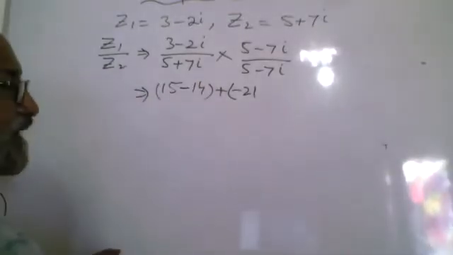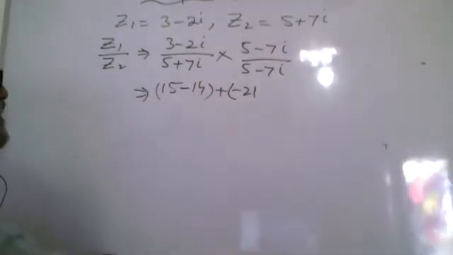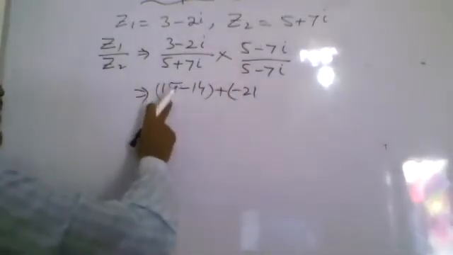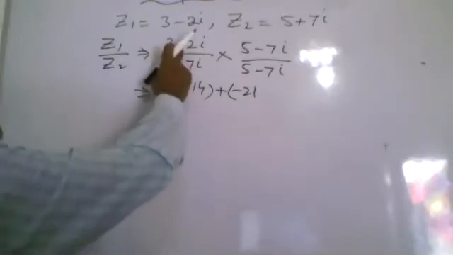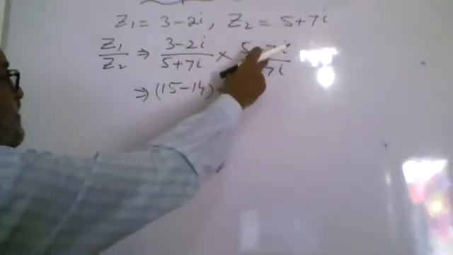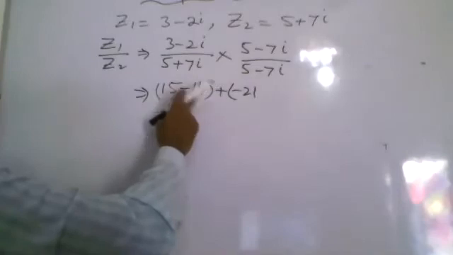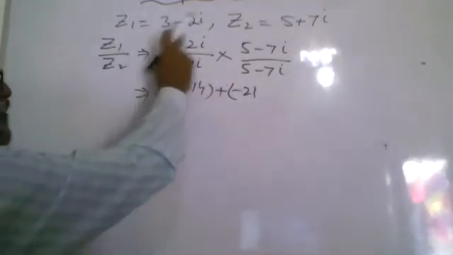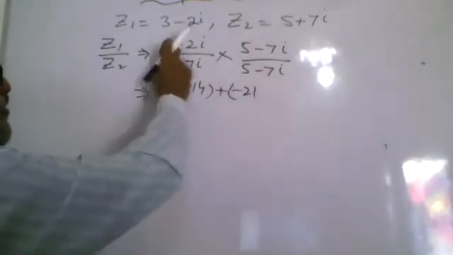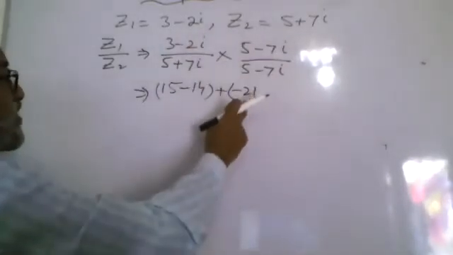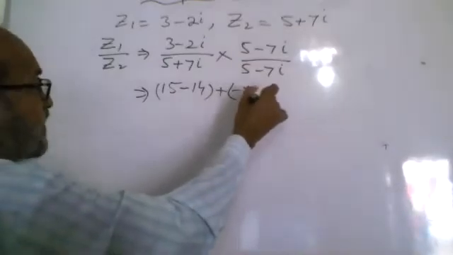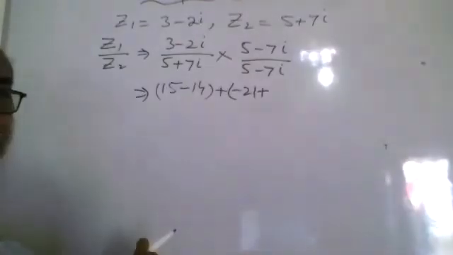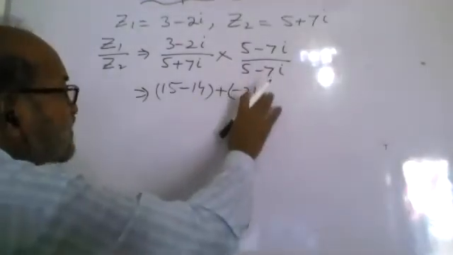a1 a2 minus b1 b2. So a1 a2, 3 into 5, minus 2 into minus 7 will be plus 14, so minus 14. And then plus a1 b2. So 3 into minus 7 will be minus 21. Then plus sign, minus 2 into 5 will be minus 10.